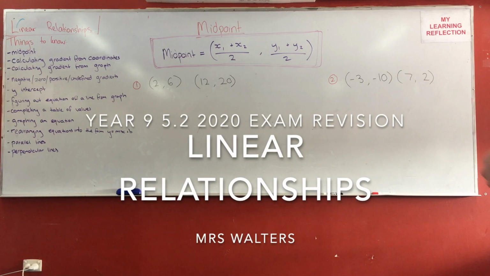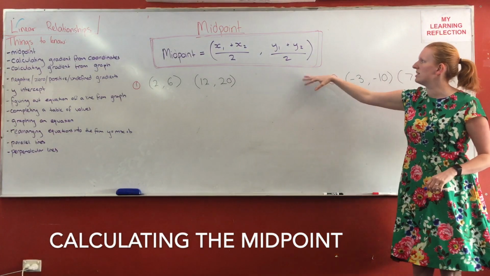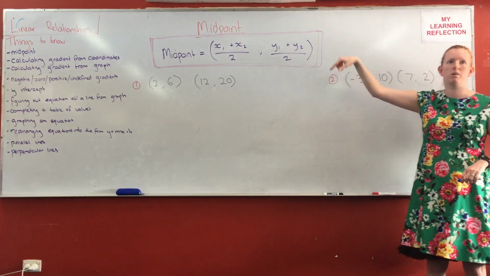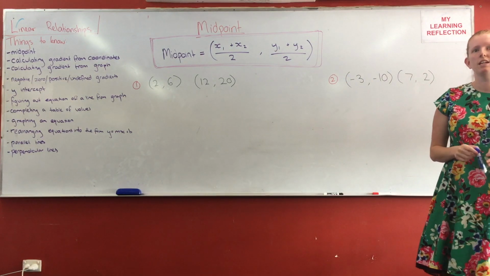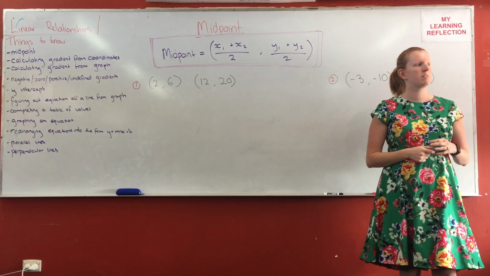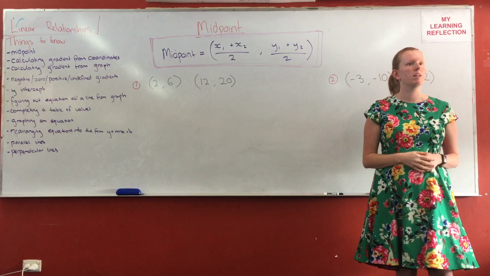Alright, today we are looking at all of the things that we need to know for the topic linear relationships. The first thing is midpoint. So this here, what I've drawn a box around, is our formula. So what's the midpoint? Can anyone tell me what the midpoint is? Yes? Yeah, great, it's the middle.